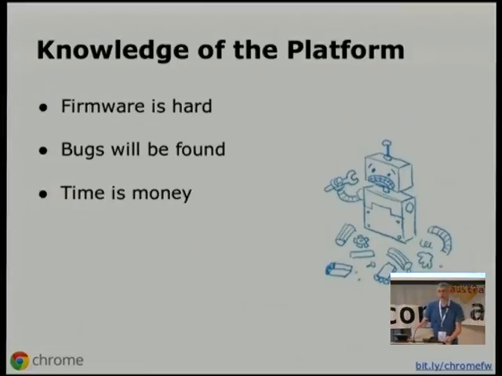If you want to deliver a very polished end user experience, you've got to know about the hardware you're building on. And firmware is really hard. It's not an easy problem. These systems are getting more and more complicated, and it's getting really hard for a hobbyist user to put together a firmware for a modern system, especially a modern Intel system or one of the newer ARM processors. And when you're working on firmware, bugs are going to be found.